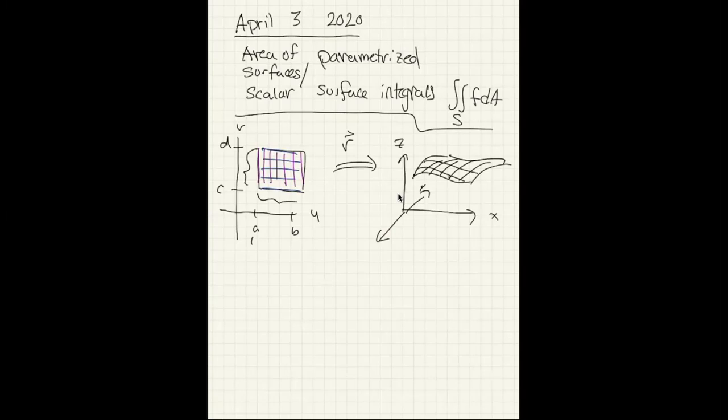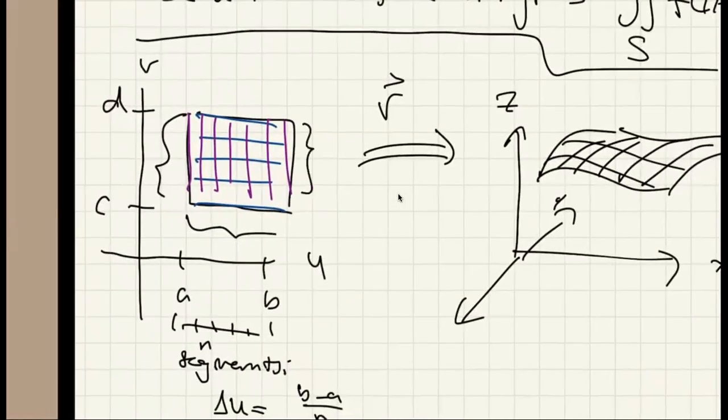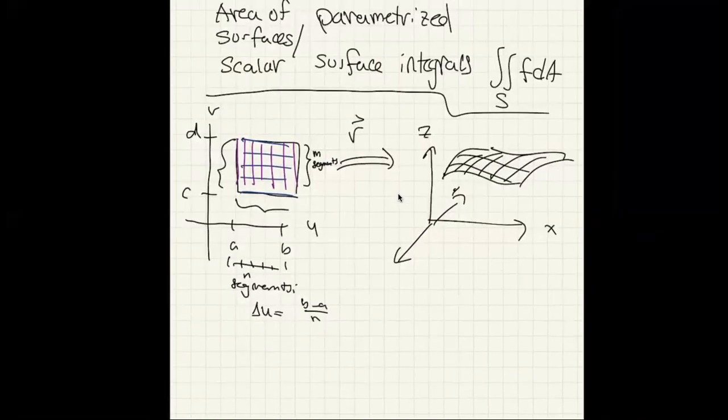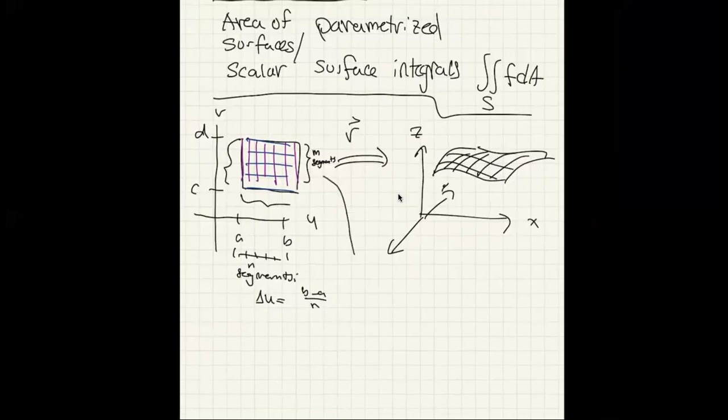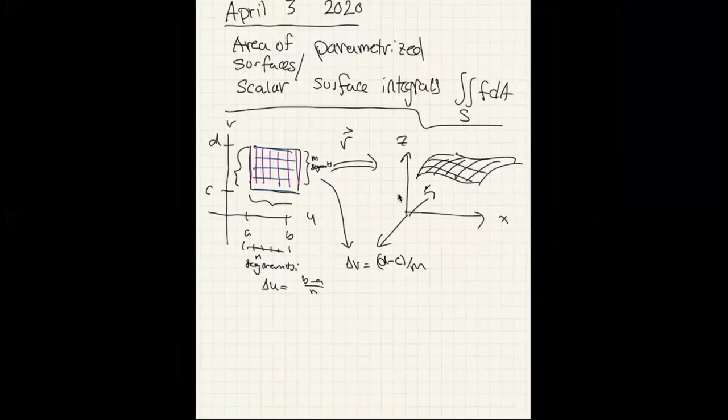So let's say I cut this into n little segments, and I have delta u is (b minus a) over n. And up here, I'm going to zoom in. I'll have m segments. And this gives me delta v is (d minus c) over m. All right, so these are some of the pieces that we'll be using.